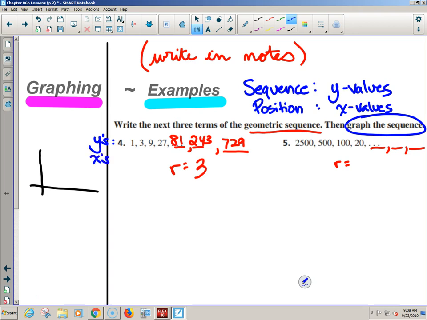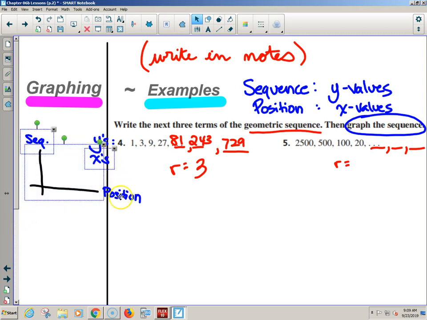So if we were trying to find our x's, now the book is going to actually call these x's n's, but for right now, just to prove a point, this is going to be your sequence. I'm going to do SEQ for sequence on the y's, and this is going to be the position on the x. So when you are graphing a sequence, the actual numbers in the sequence are going to go on the y, and then the position is going to go on the x. So let me show you guys how that works.